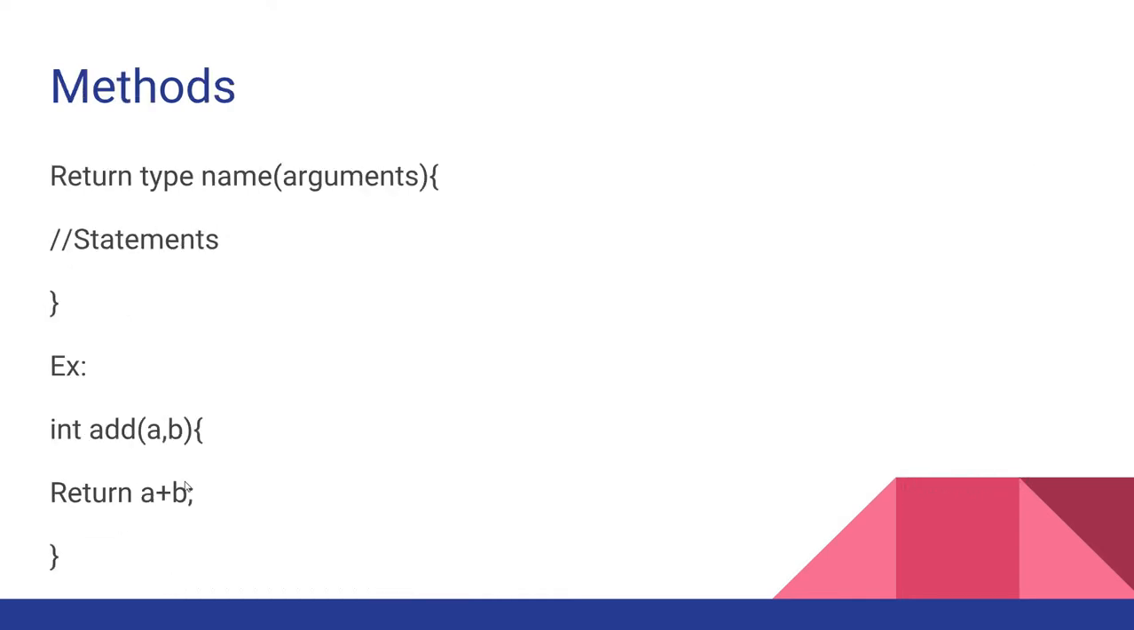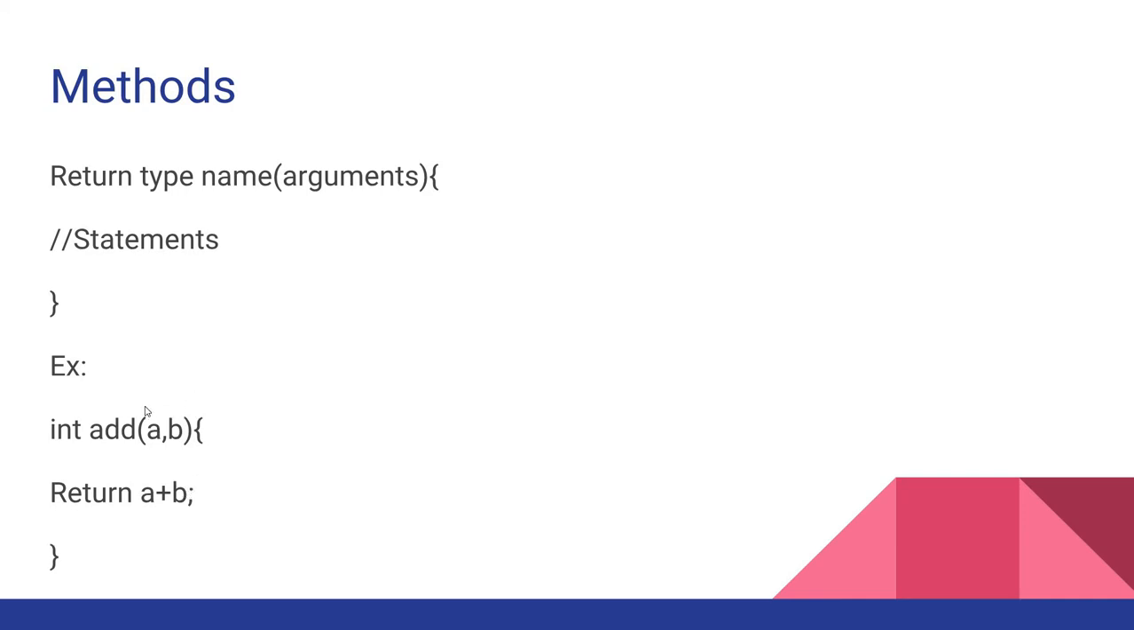Methods are defined with a structure of the return type, the name, and then the arguments that are going to be passed into it, with statements or logic inside of them. So an example of a method would be this method here called add. Add is going to take two arguments, a and b, and it's going to return the sum of its two arguments.